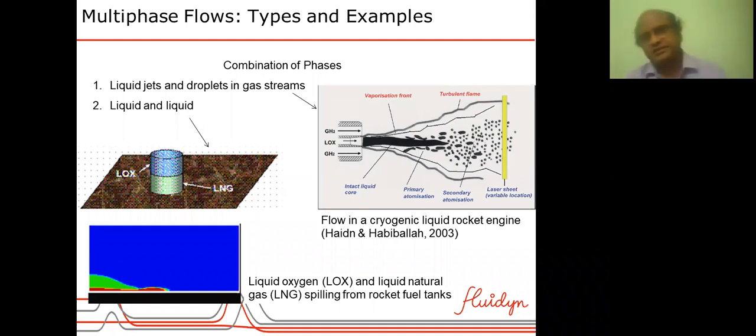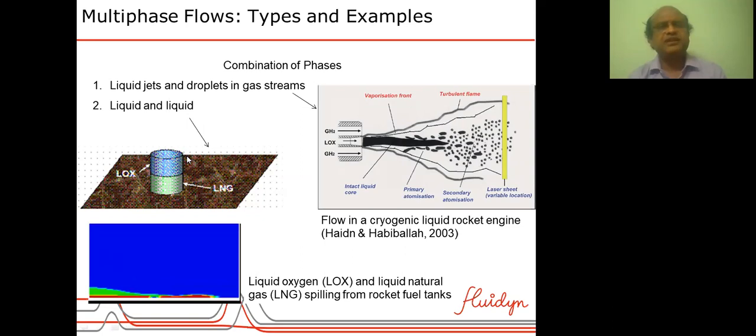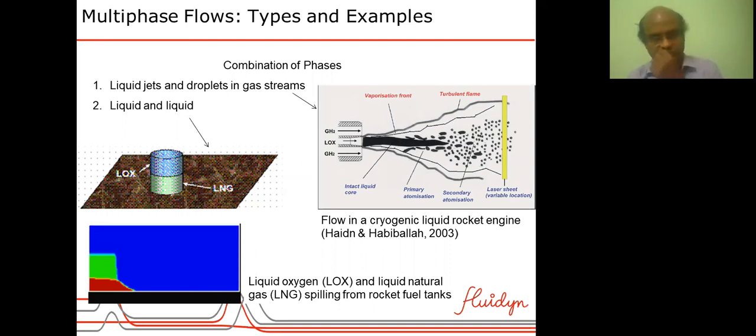Normally, risk analysis and consequence analysis are done from a safety point of view. If you want to conduct these studies, you can see what is shown in green color: it is the LOX, that is liquid oxygen. What is shown in red color is liquefied natural gas, and in blue it is the surrounding air. So it is actually a three-phase flow: two liquids and one gaseous phase.